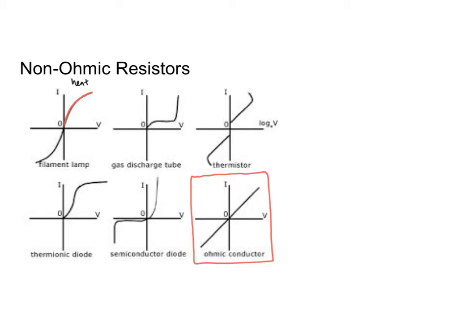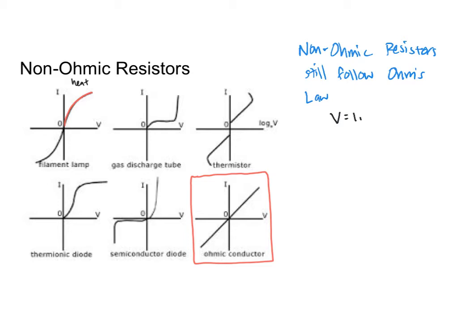Now, one thing I do want to clarify, non-ohmic resistors still follow Ohm's law. So I'm going to write that down because that is incredibly important information. So non-ohmic resistors still follow Ohm's law. So what this means is that regardless of whether a resistor is ohmic or non-ohmic, we know that V is equal to IR.